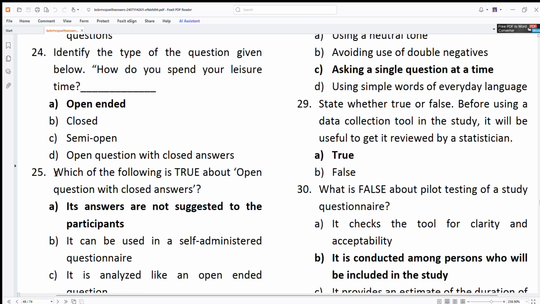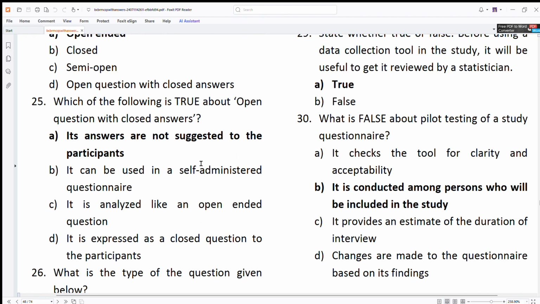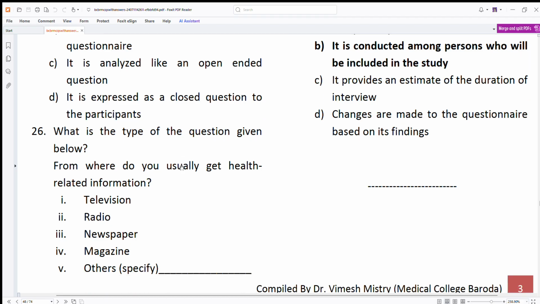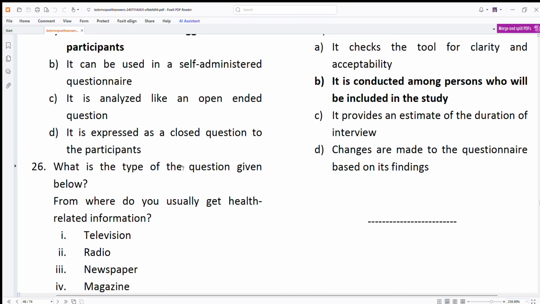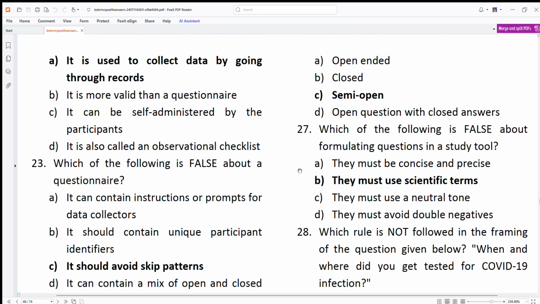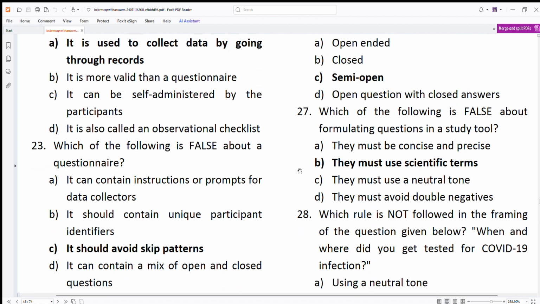The following is true about open question with closed answers. Its answers are not suggested to the participants. Yeah, true. Frost is a type of question given below. This, I guess, should be semi-open. Yeah. Not totally open and not totally closed. Somewhere in the middle. This is a gray zone, right? You give them an option also to write if others please specify. So that is a semi-open question.